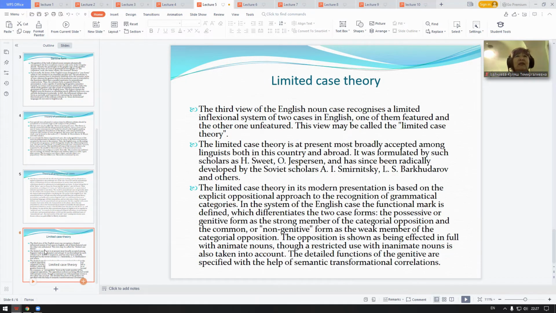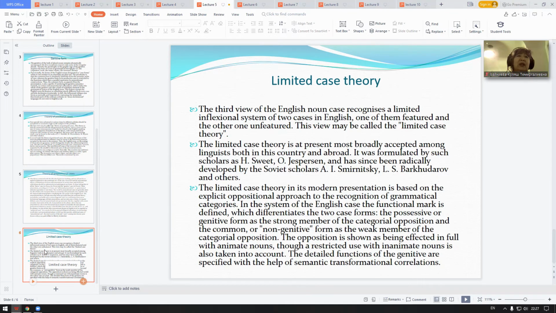Limited case theory. The third view of the English noun case recognizes a limited inflectional system of two cases in English, one of them featured and the other one unfeatured. This view may be called the limited case theory. The limited case theory is at present most broadly accepted among linguists both in this country and abroad.